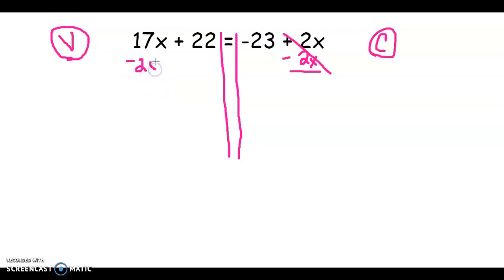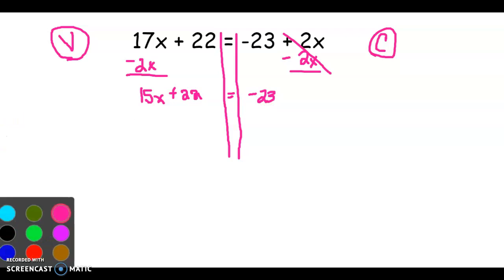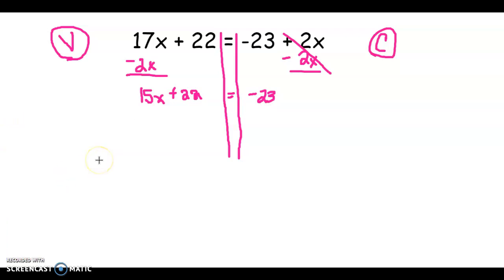Notice I'm writing the minus 2x under the 17x because those are my like terms. 17x minus 2x gives me 15x. And I'm going to bring down the plus 22. Sorry about my messy handwriting. And my equal sign. Now I have negative 23 left on the right side of the equal sign. Now I'm going to switch colors so you can see my next step.